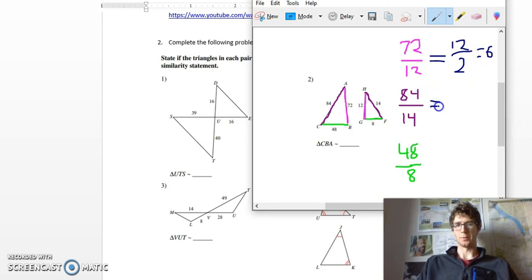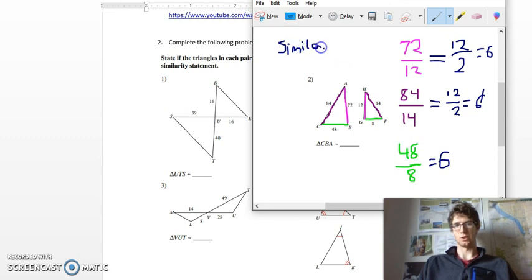Then 84 divided by 14. There's a 7 in 14. Is there a 7 in 84? Yeah. So if you divide both of these by 7, 84 divided by 7 will give you 12, and 14 divided by 7 will give you 2. So this also gives you 6. And then 48 divided by 8 just equals 6. So 6, 6, 6, all these work. So yes, they are similar. I'm going to say similar. You can write that in, similar.